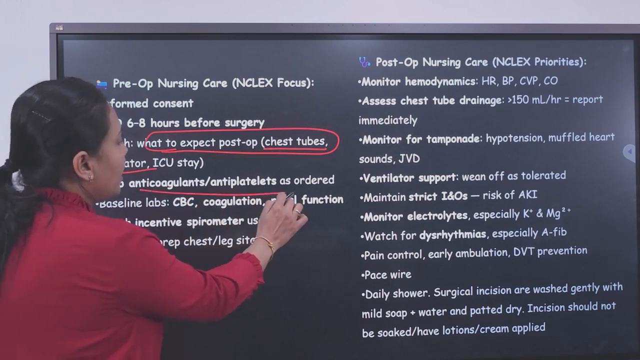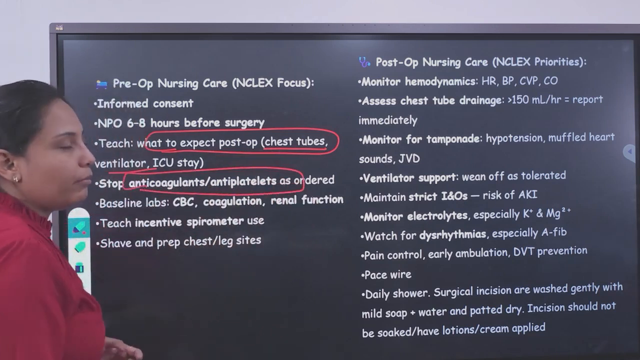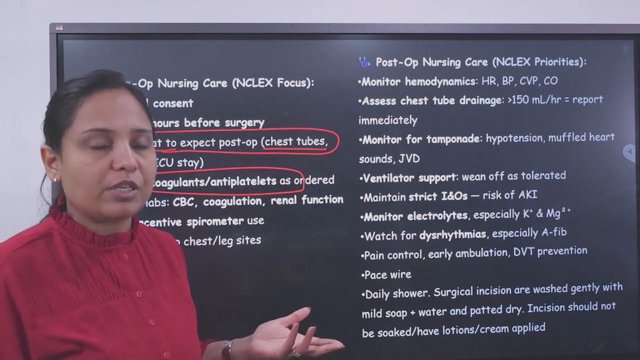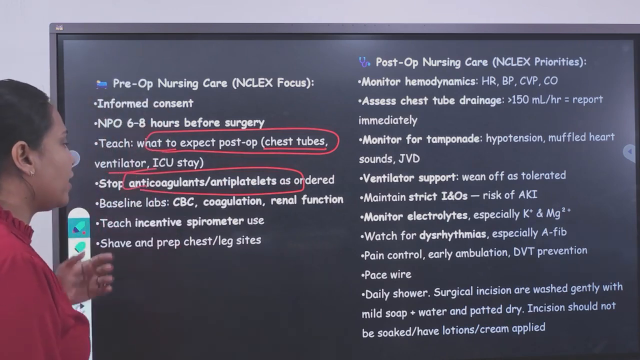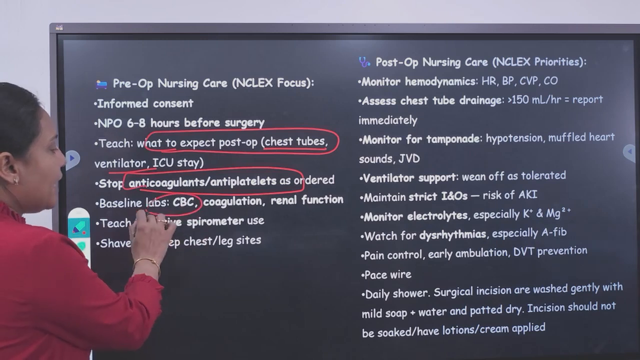Stop anticoagulant and antiplatelets as ordered before procedure, before surgery, because we don't want this patient to bleed. If patient is on any antiplatelet or anticoagulant, we have to stop. Baseline labs we want to perform.